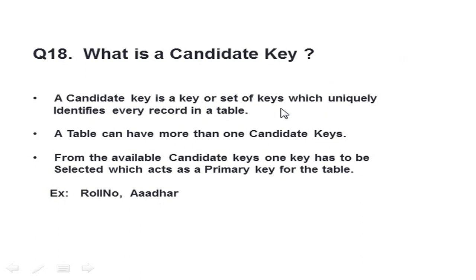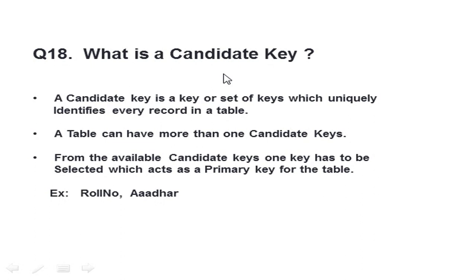Now, is there any other column in the table using which you can identify different students in the table uniquely? Yes, assume that there is a column called Aadhaar number. Now, students can be identified based on their roll number as well as their Aadhaar numbers. So, roll number and Aadhaar number are called candidate keys. What can you conclude from this? You can conclude that a table can have more than one candidate key.